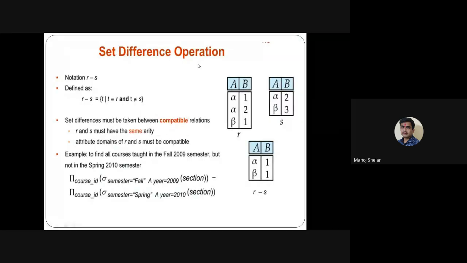Set difference operation in relational algebra. Same here, for example, R is one relation, S is one relation, then R minus S. So simple, same here.